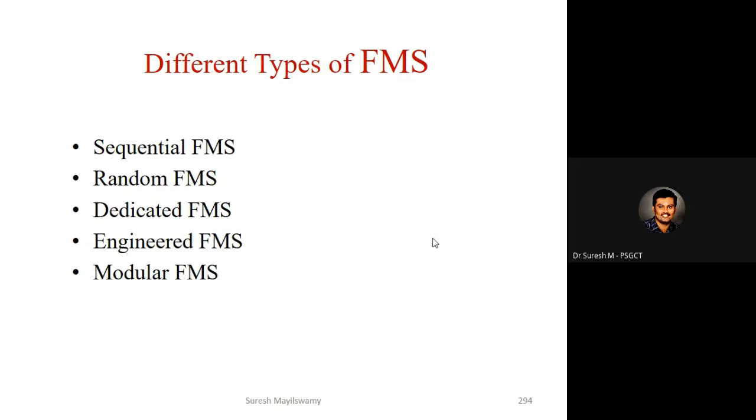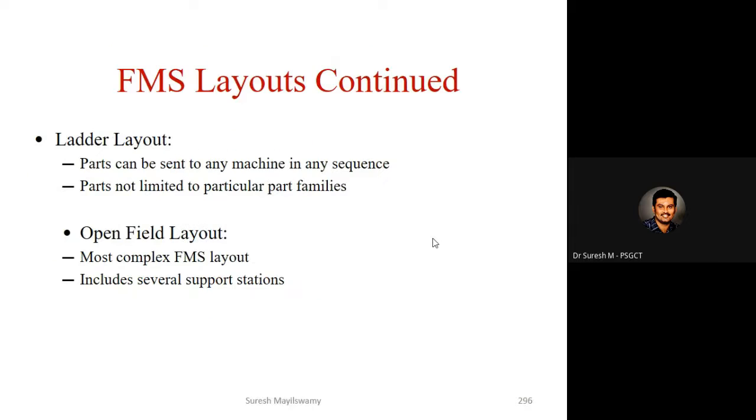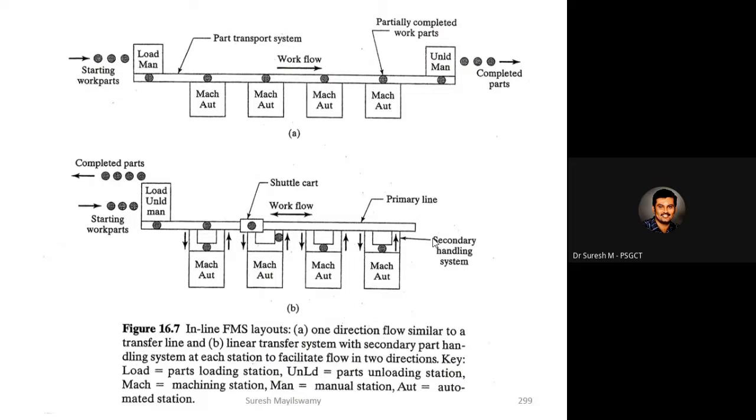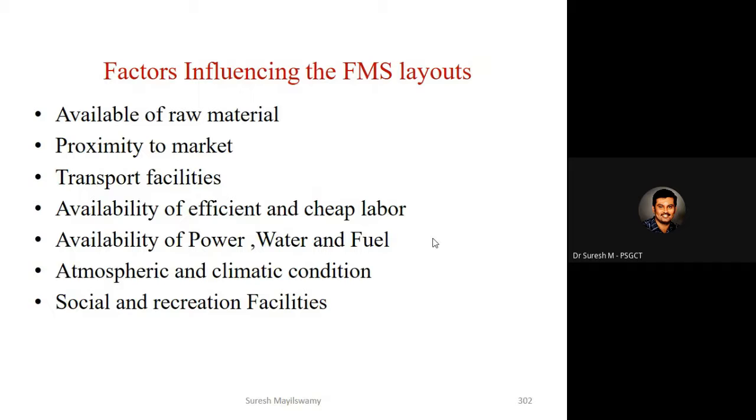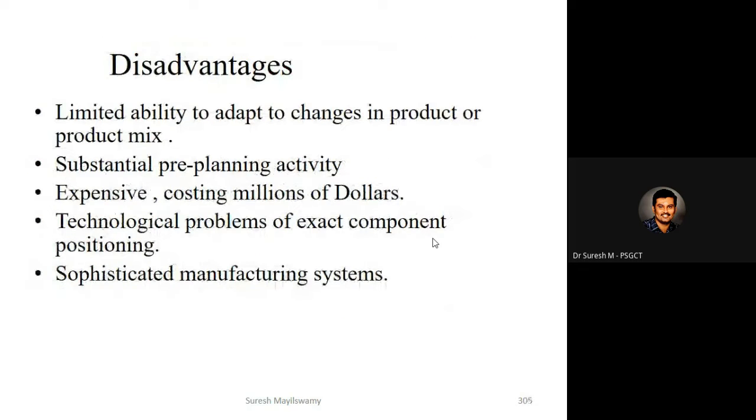These are the flexibility and different types of FMS: sequential, random, dedicated, engineered, and modular types. These are the FMS layouts: closed loop layout, robot centered layout, ladder layout, open field layout, and line layout. So line layout is the first one, and then loop, open field, and then robot centered. These are the factors influencing the FMS layout: available raw materials, proximity to market, transport facilities, availability of efficient and cheap labor, power, and objectives. These are the advantages and disadvantages.